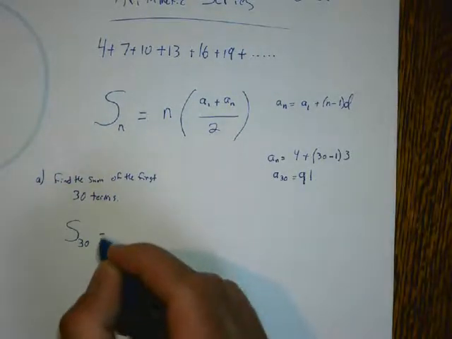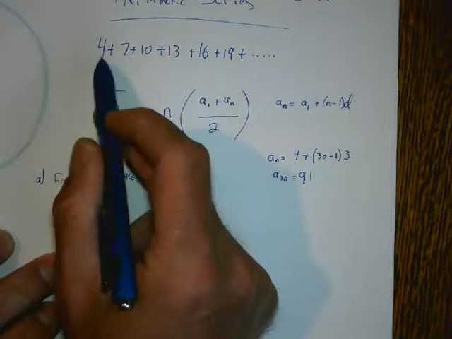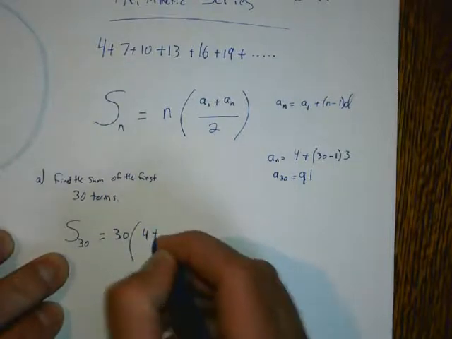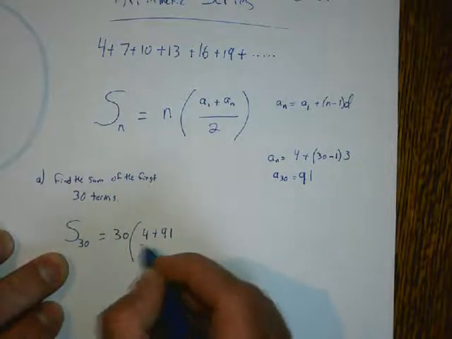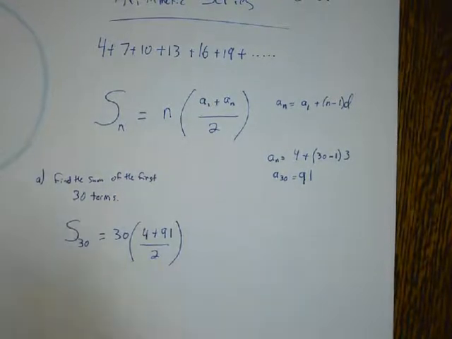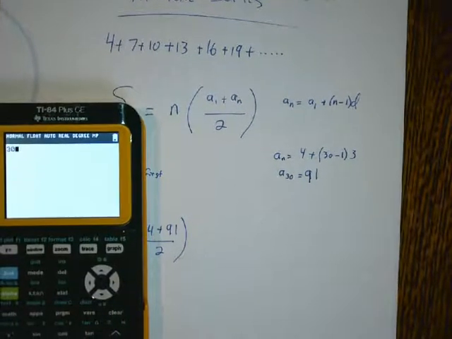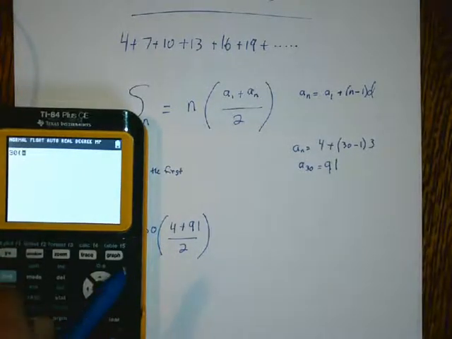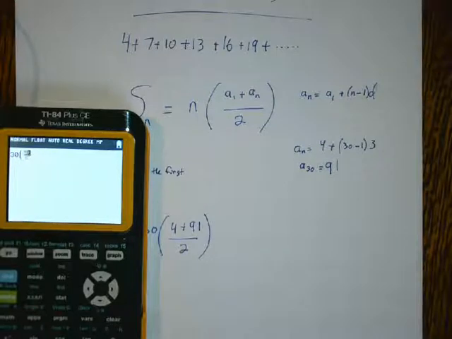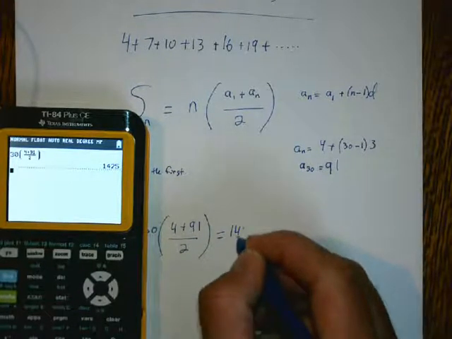So we know that our n value is 30. So we have 30 times the quantity first term, which is 4, plus the nth term, which was 91, all over 2. Go back to our handy calculator. 30, parentheses, alpha y equals, going to make a fraction, 4 plus 91 all over 2. Close your parentheses and hit enter. The sum of the first 30 terms will equal 1425.